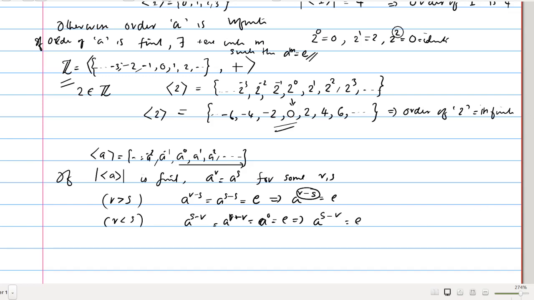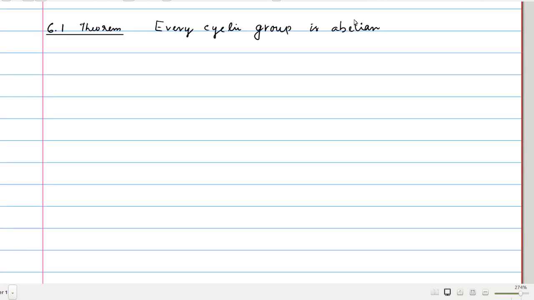Okay, so if the order of A is finite, then you have this result: there exists at least one positive quantity such that A raised to that quantity is equal to the identity.